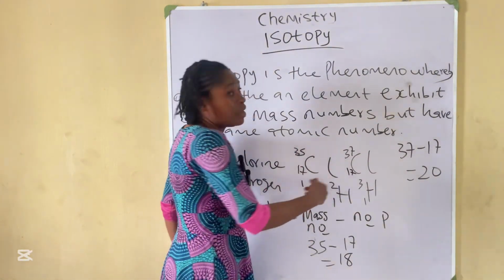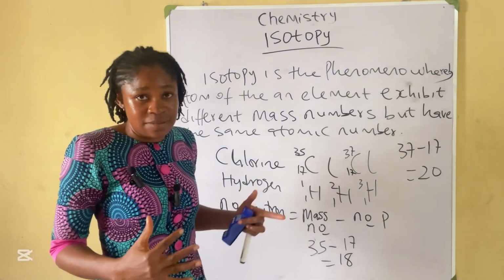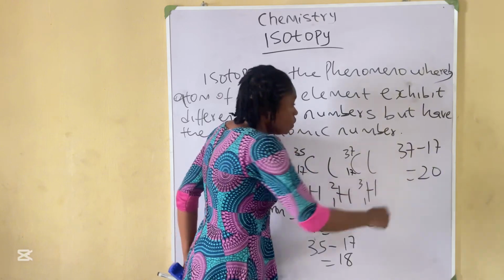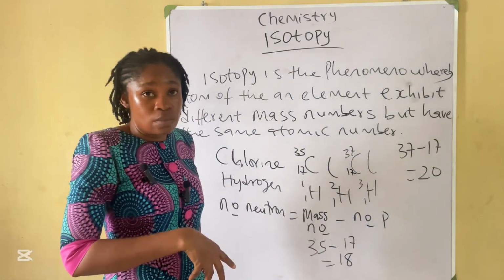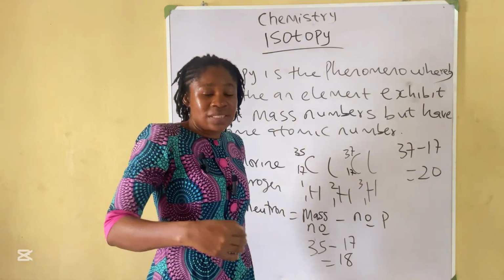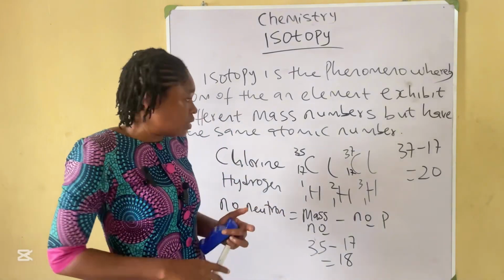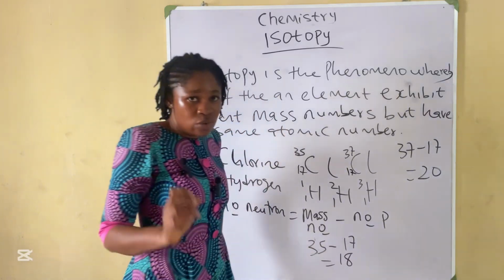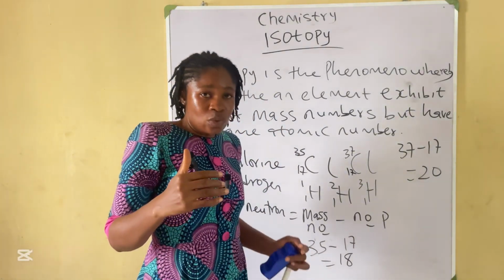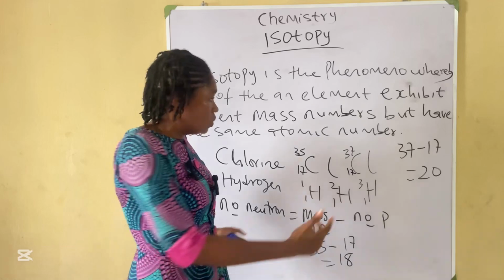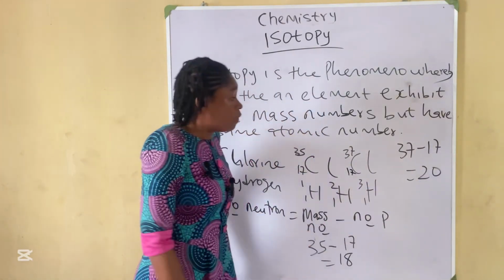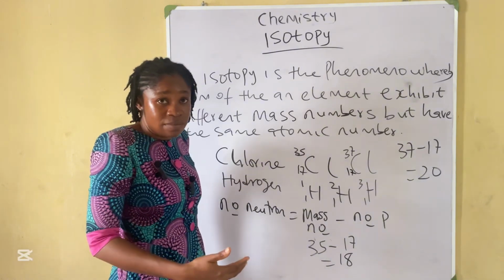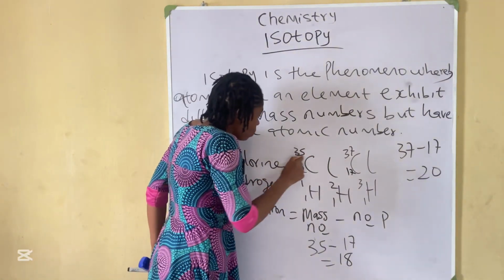I want to state that for these two isotopes of the same element, their physical properties differ because the neutron contributes to the mass of the atom and not to the chemical properties of that element. So with 20 neutrons and 18 neutrons, which one do you think will be denser and heavier? Of course, the one with mass number 37 and 20 neutrons will be slightly denser and heavier than the one with mass number 35.